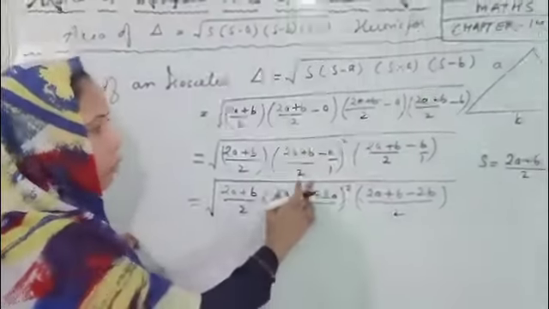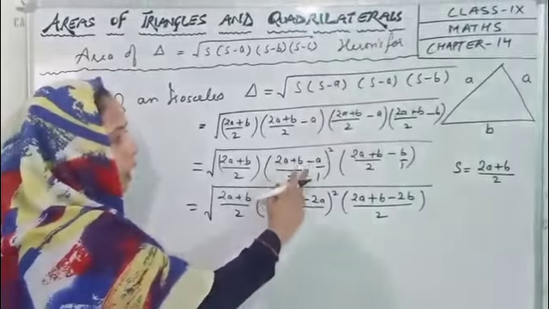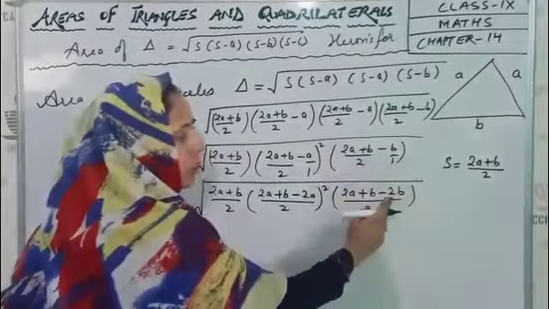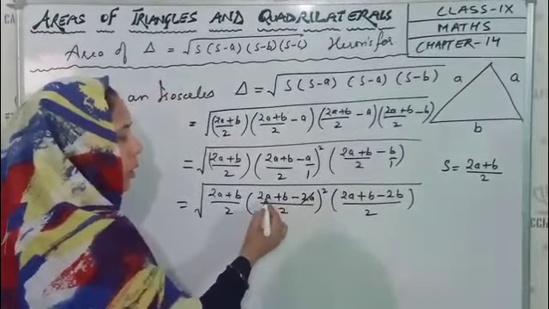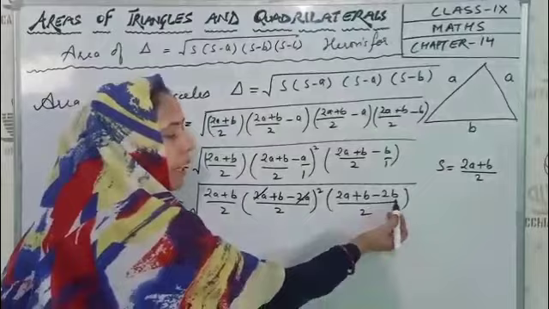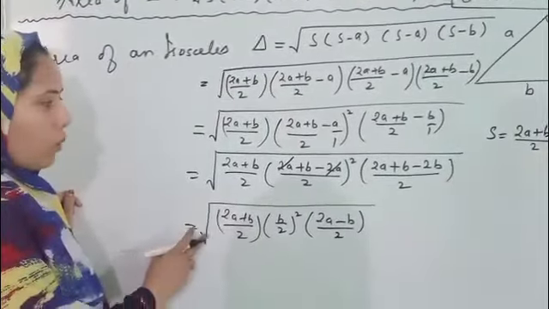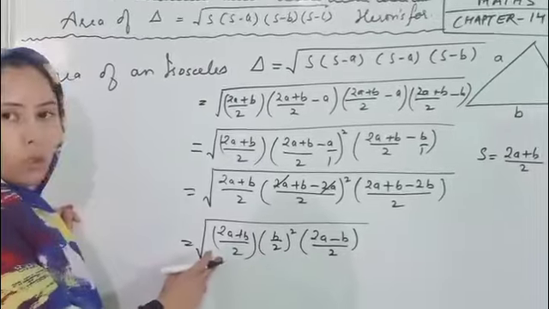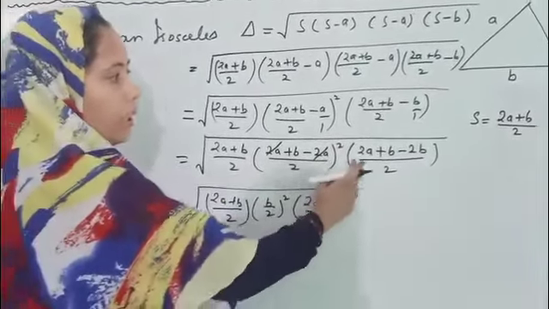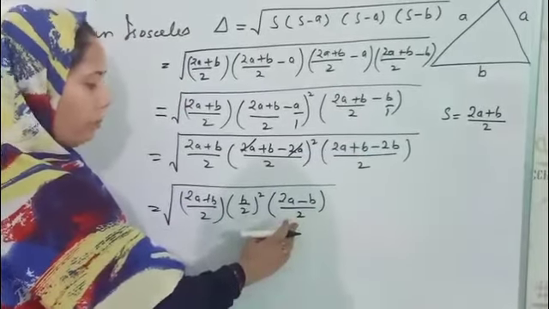So when we take LCM, it will become 2a plus b same, and minus a into 2 is 2a. Here 2 into b will be 2b, plus 2a minus 2a will cancel with each other, and b minus 2b you will get minus b. So square root of 2a plus b by 2, 2a plus b by 2. Here you will get b upon 2 whole square. Here you will get 2a minus b, the bigger one gets the sign, upon 2.